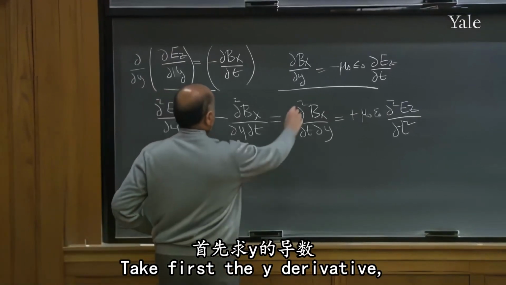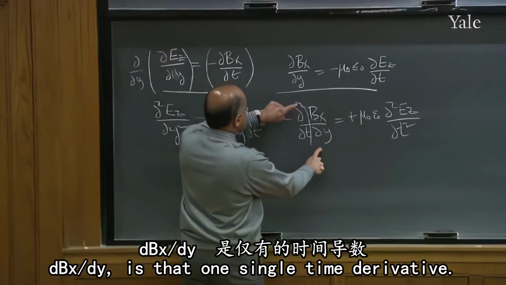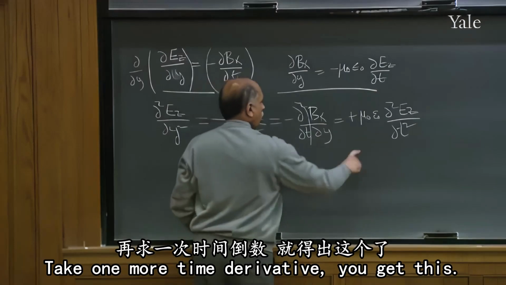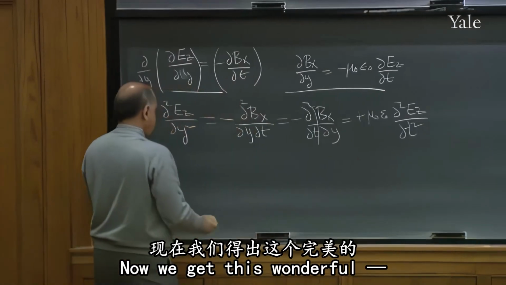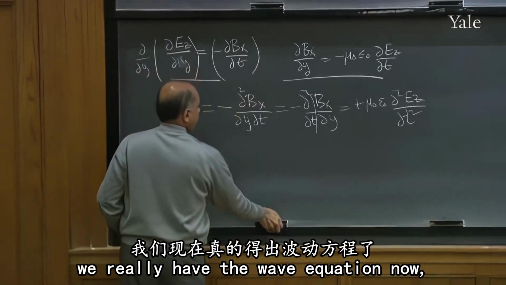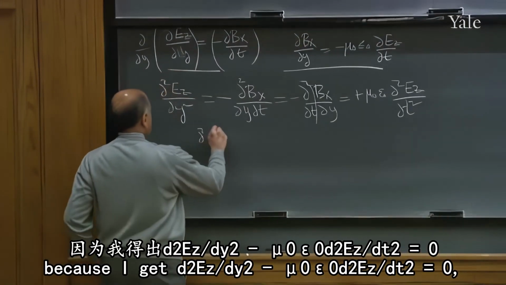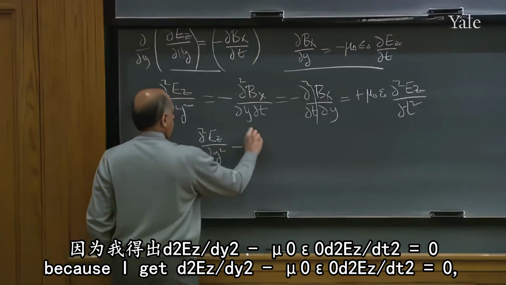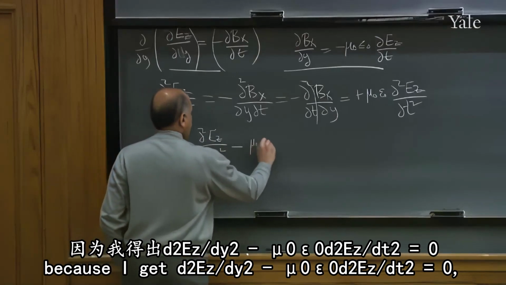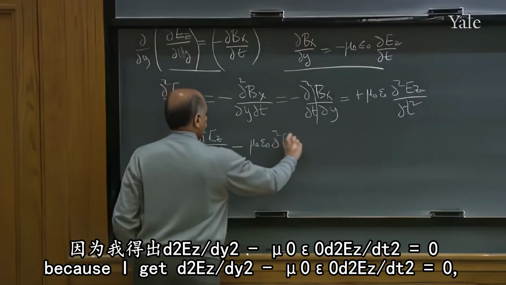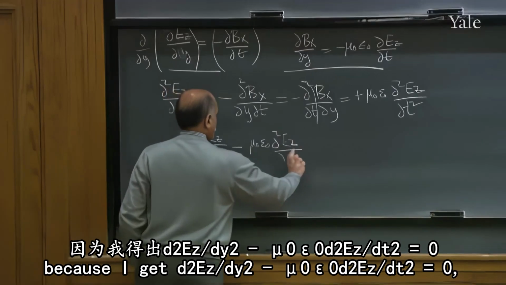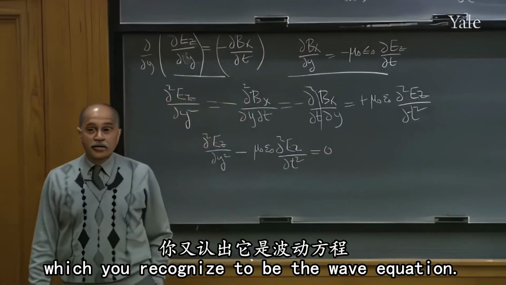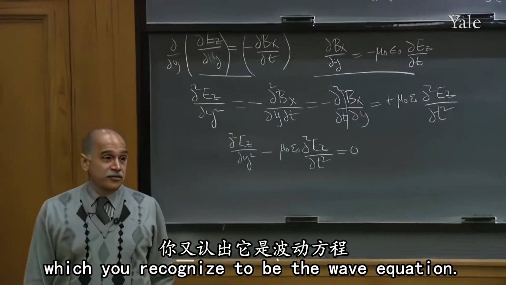Right? Take first the y derivative. dBx/dy is that one single time derivative. Take one more time derivative, you get this. And now we get this wonderful result, we really have the wave equation now, because I get d²Ez/dy² minus mu 0 epsilon 0 d²Ez/dt² equal to 0, which you recognize to be the wave equation.